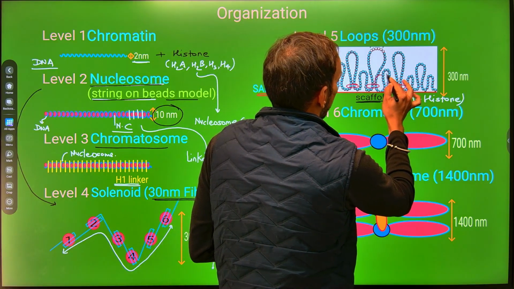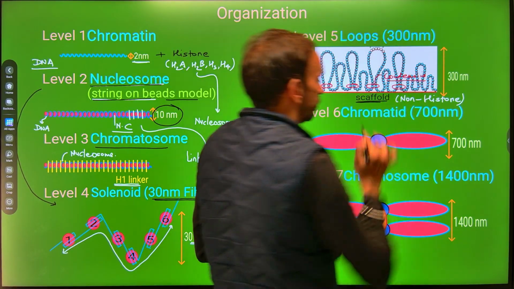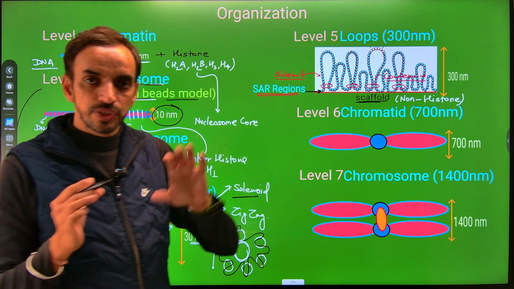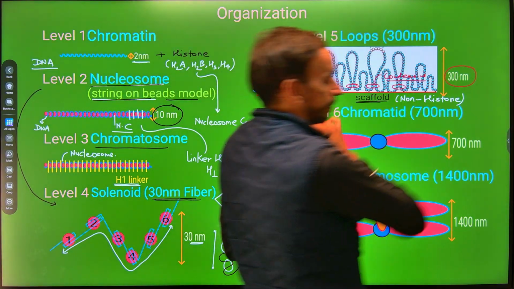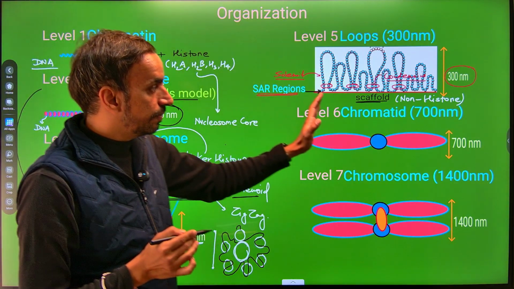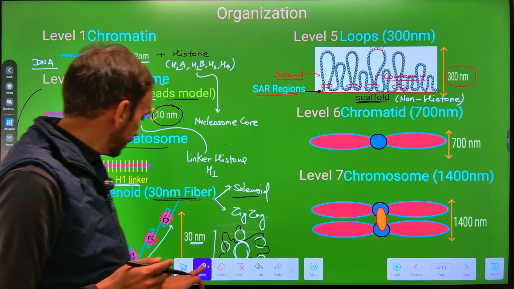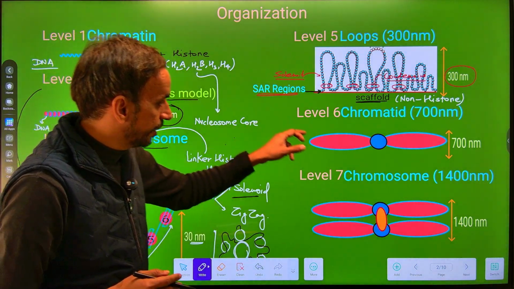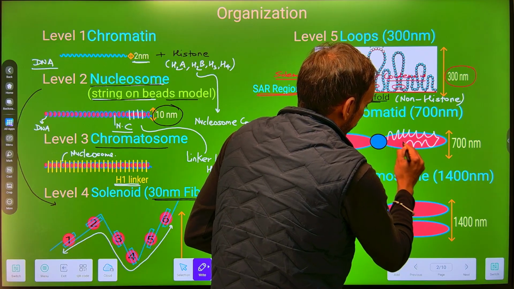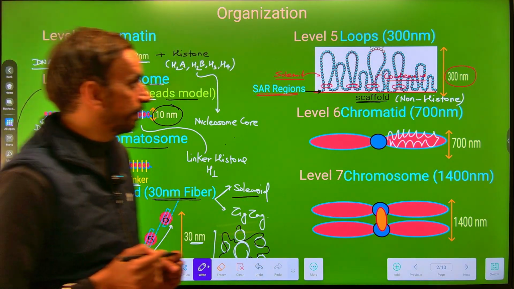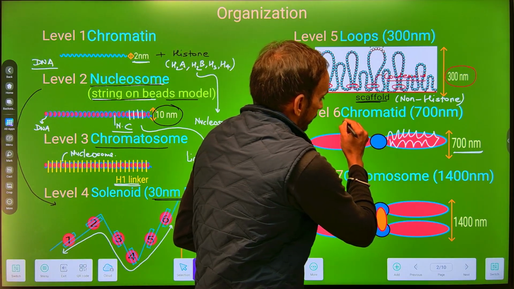For example, if we have the condensin, these condensins help in the formation of loops, and due to the formation of loops, the structure we will observe is known as a 300 nm fiber. So the 30 nm fiber, after association with some non-histone proteins, will now become 300 nm. Then the condensation continues. There is a further condensation and it will lead to the formation of a structure which now has the size of 700 nm, and it is known as the chromatid.